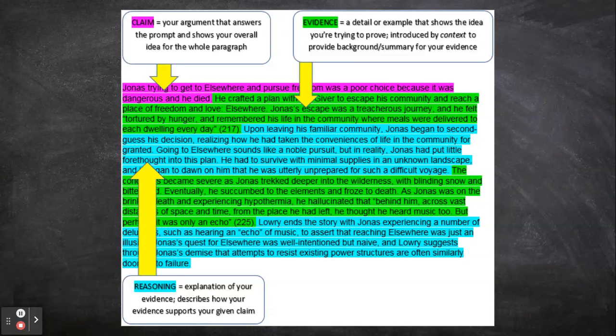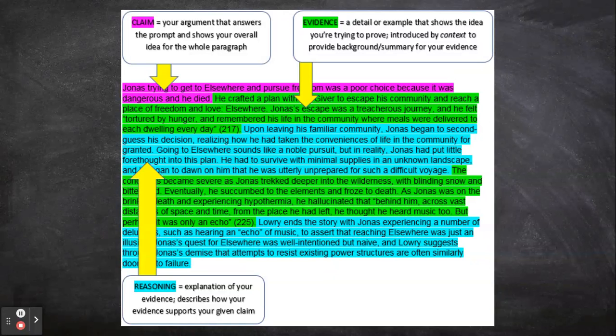Here's an example of the paragraph that I wrote, the body paragraph for that essay prompt of, was it good for Jonas to try going to Elsewhere? This is 8 to 10 sentences. Notice how it's arranged. The claim comes first in pink. Then I give my first piece of evidence in green. I explain that evidence with reasoning, blue. I give my second piece of evidence, green, and one final section of reasoning in blue.